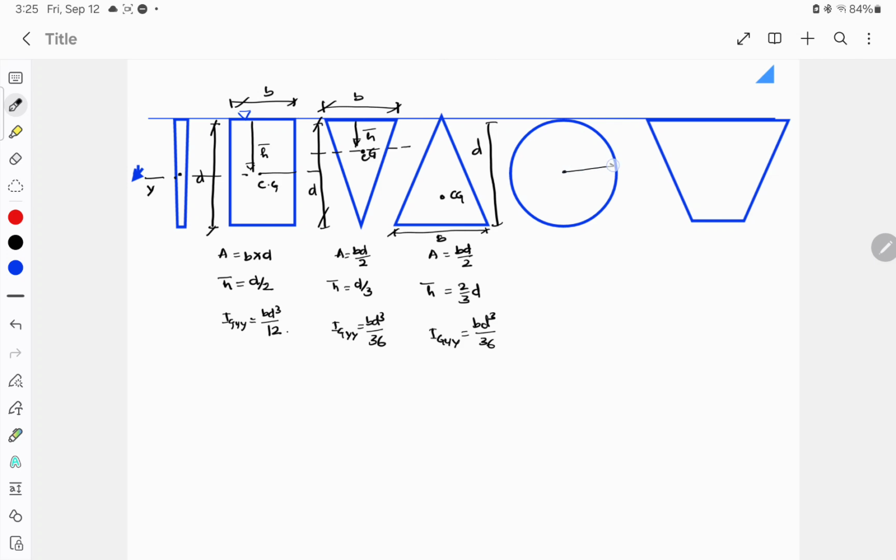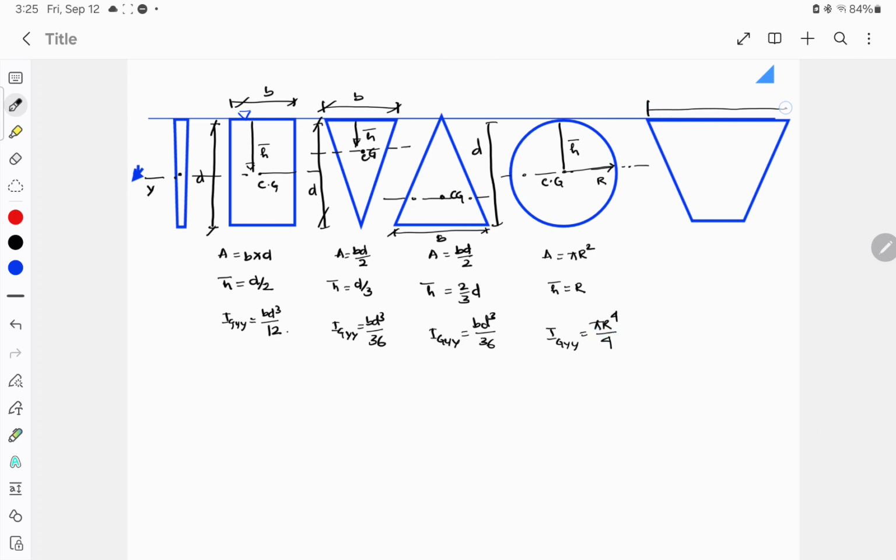If this is a circle of radius r, then the area, we know, is pi r square. What will be h bar? This is the CG, so this is h bar. H bar will be equal to r, and IGYY will be pi r to the power 4 by 4.